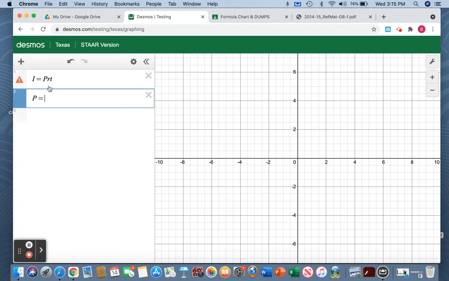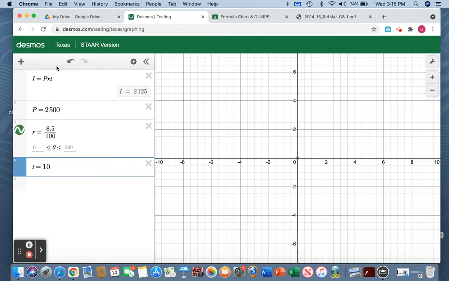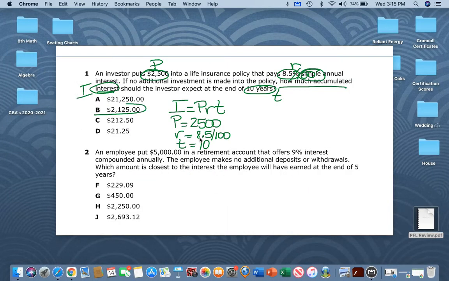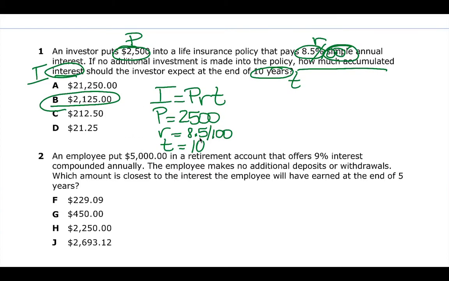So my P was 2,500. My R was 8.5 over 100. And my T is 10. So my total accumulated interest is 2,125. So let's see what answer choice that would be. Letter B. Number 2.